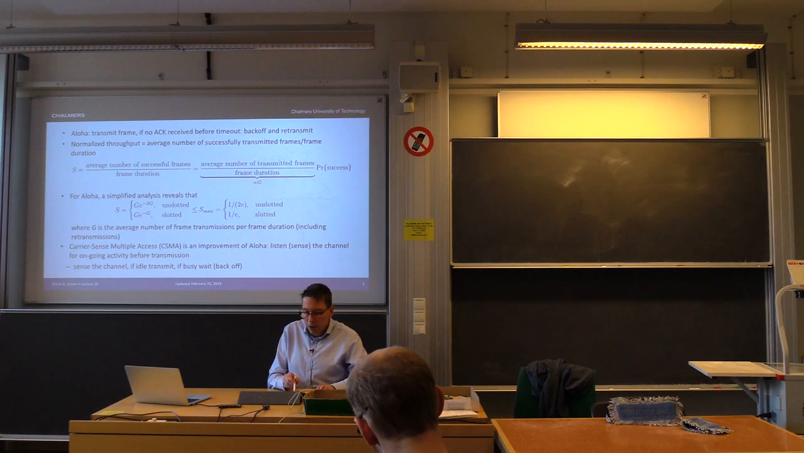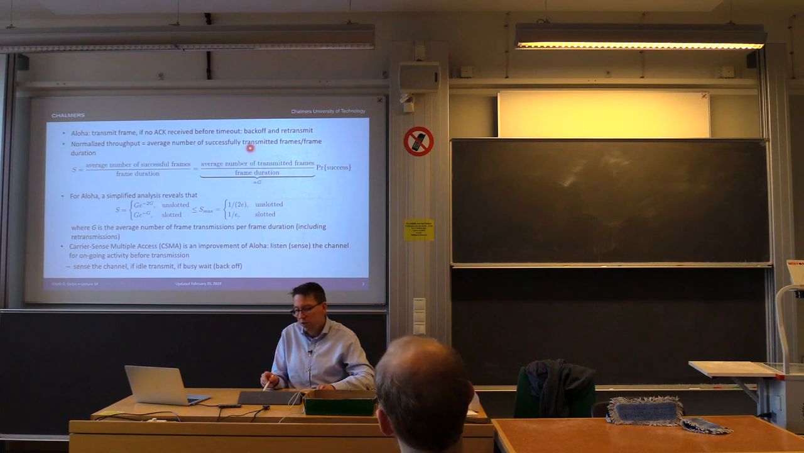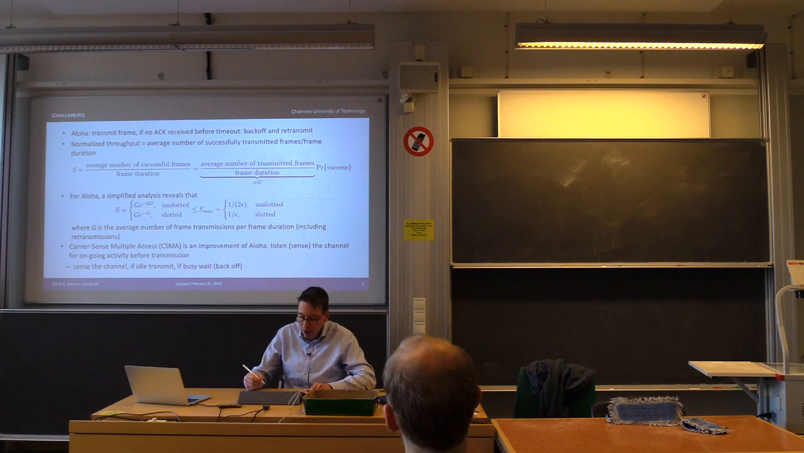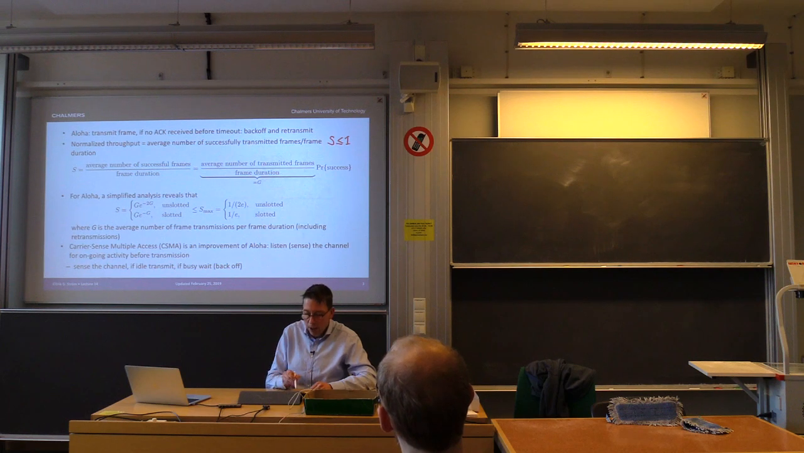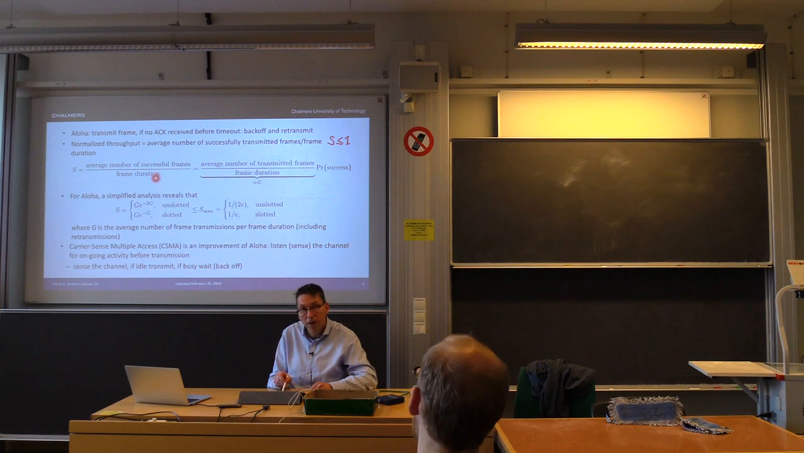For that particular protocol, we calculated very roughly what's called the normalized throughput. So it's the average number of successful frames we can transmit per frame duration. Again here, S will be a number which is less than or equal to 1, because it cannot be higher than this. If it's 1, we have a perfect medium access control scheme. Then we calculated this number S as the average number of successful frames divided by the frame duration, which, as we know, is T_F like before.